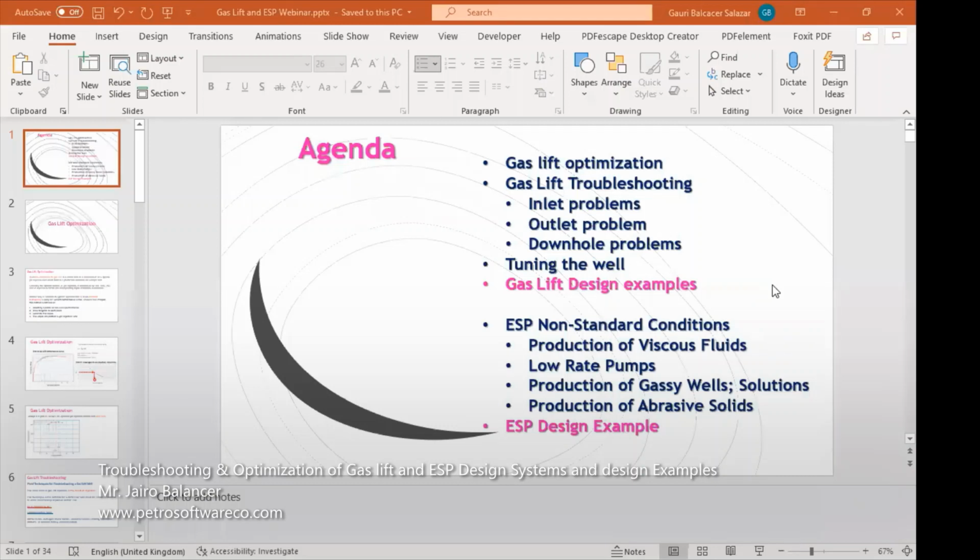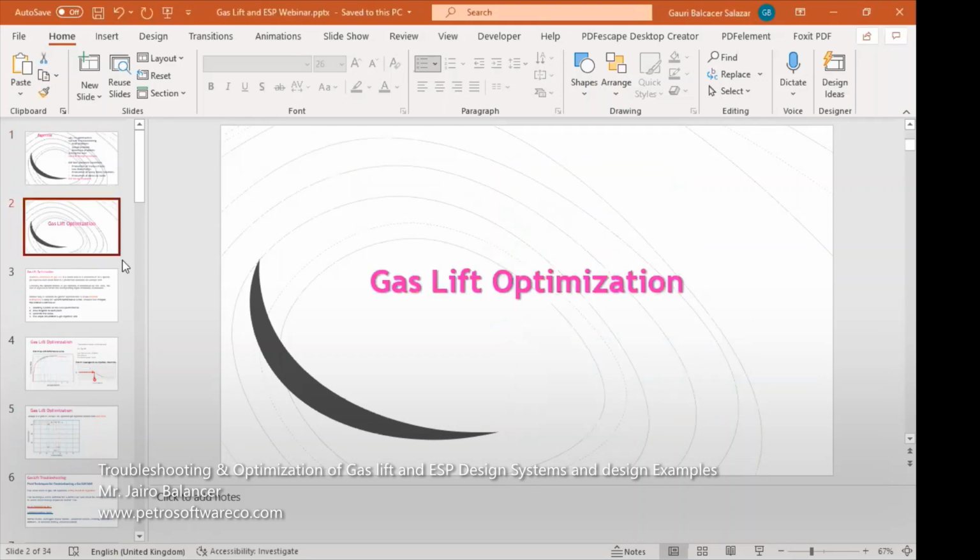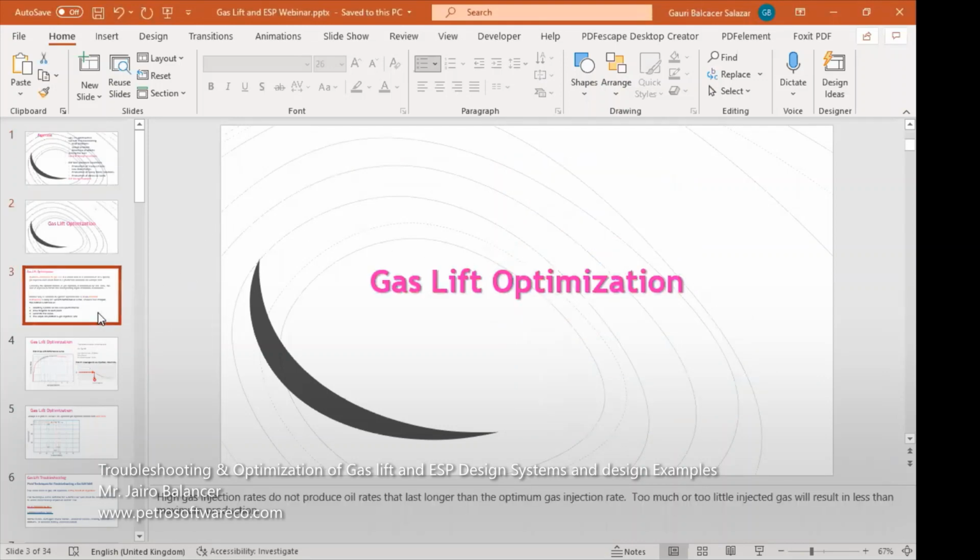performance. On the ESP, we will start with non-standard conditions. Basically, we will define what the standard conditions for the ESP are, and then non-standard conditions like production of viscous fluids, low rate pumps, and gas wells, and some solutions, production of abrasive solids, and an ESP design example. With this, we will start with the gas lift optimization.